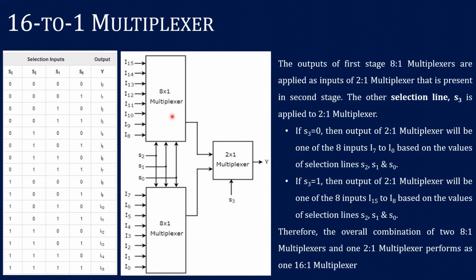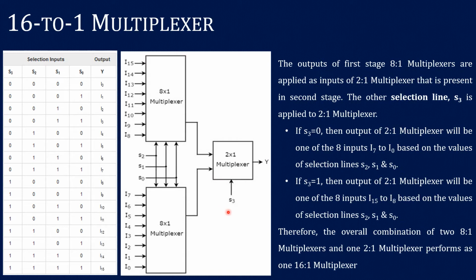Each of these multiplexers produces one output each, right? So each output is connected to a 2 by 1 multiplexer to produce a single output. The outputs of the first 8 by 1 multiplexers are applied as inputs to the 2 by 1 multiplexer that is present in the second stage.